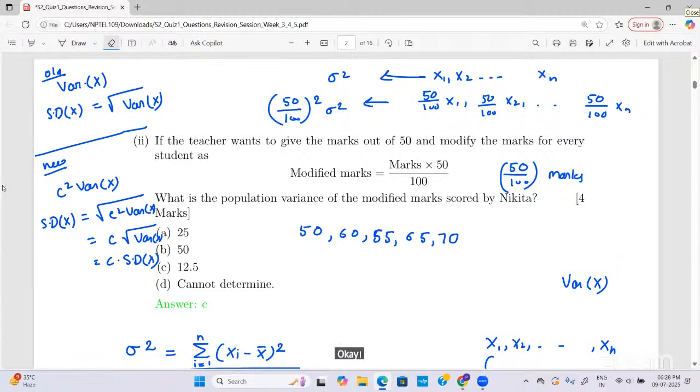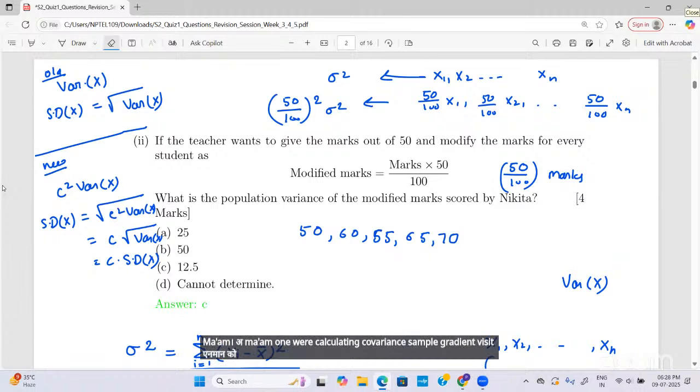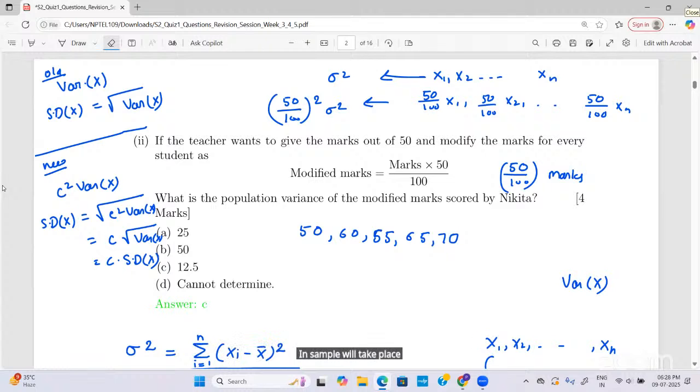Ma'am, when we are calculating sample covariance, is it n-1 or just n? In a sample, we take n-1. So except for the sample mean, it's always taken as n-1? Yes, in the sample mean we take n only. Okay, thank you, ma'am.